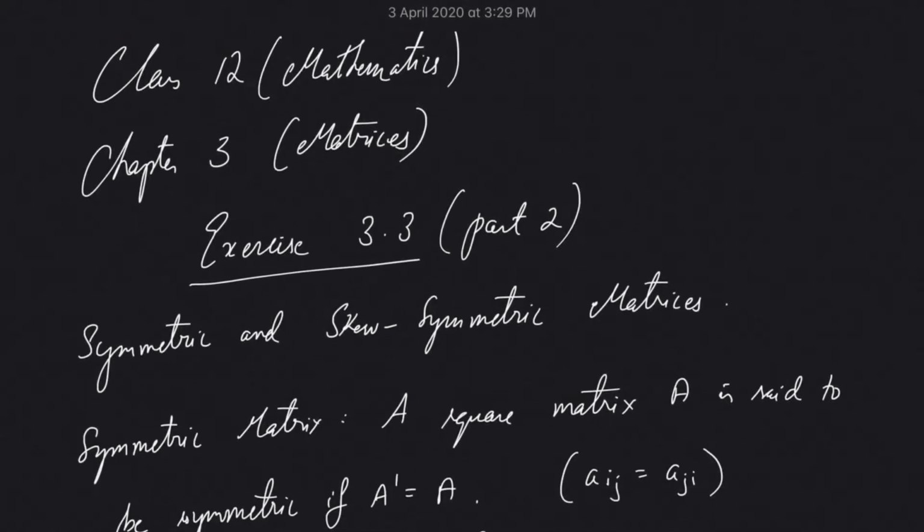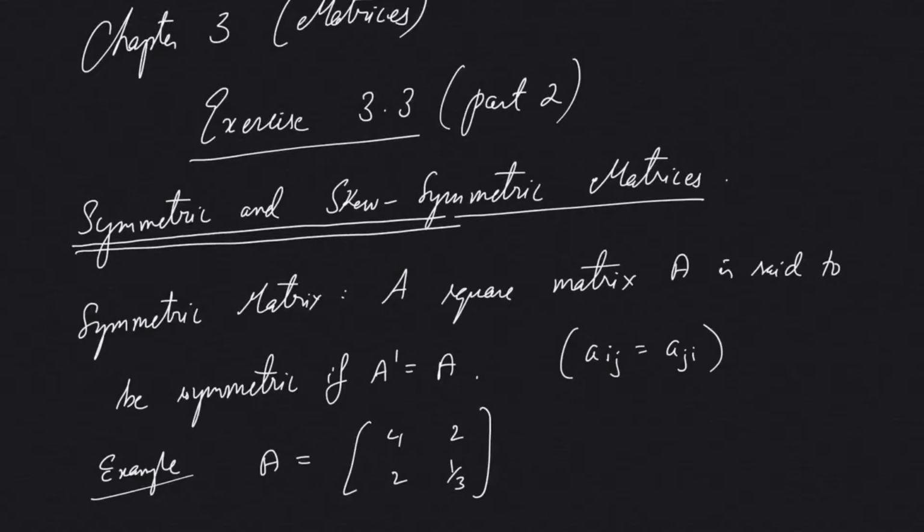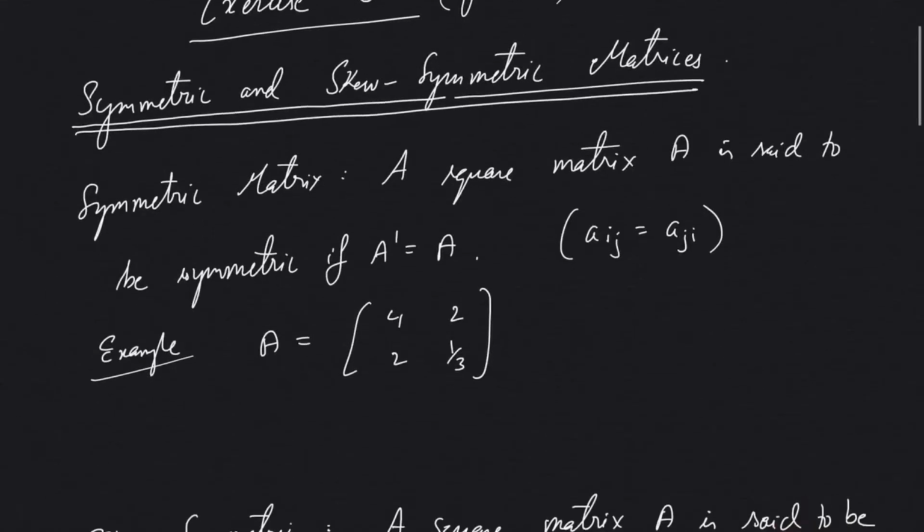Let's continue with chapter 3 mathematics for class 12, matrices. Exercise 3.3, the second part. Yesterday, in the first video, we had discussed transpose of a matrix. Now, in this second part, we'll be learning about two more matrices, that is symmetric and skew symmetric matrices. Let's learn what these matrices are.